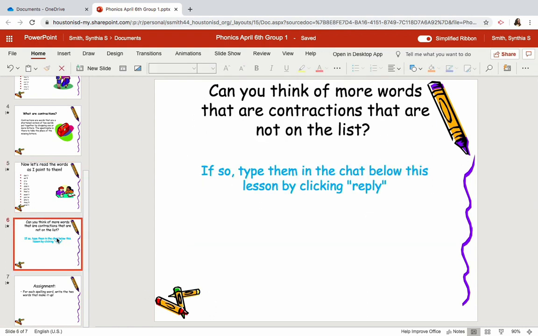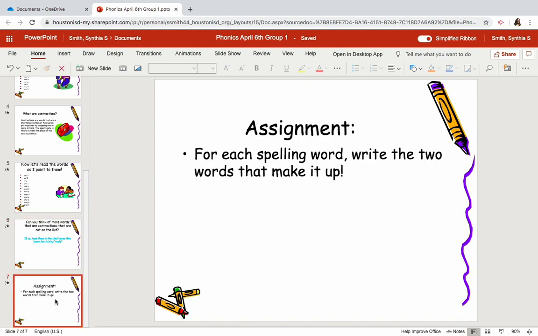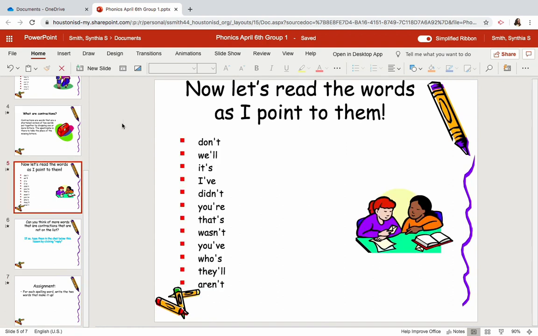So, can you think of more words that are contractions that are not on our spelling list for the week? If you can, as usual, click reply and type it in the chat section. Okay, I'm not going to go through all the words on the list because today's assignment is to write the two words that make up each contraction. Okay, but I do want to make sure, let's go back to this for a second. Okay, I want to make sure that you know what each one means.